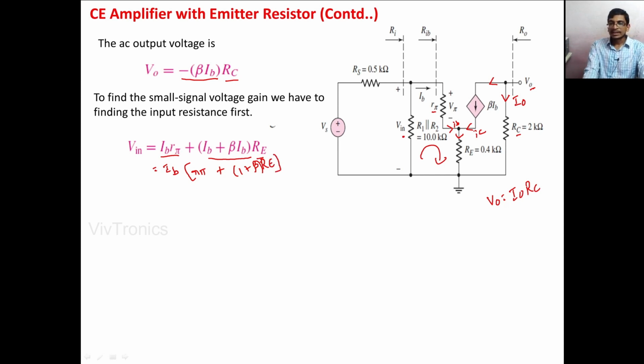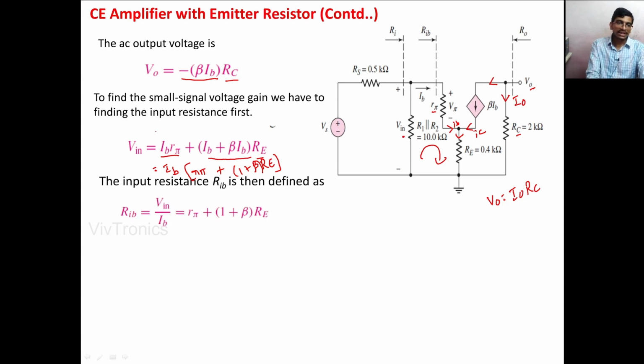Okay, the input resistance is the ratio of input voltage to input current, which is nothing but Vi in divided by Ib. Vi in is on the left hand side and Ib is on the right hand side. We can take Ib to the left hand side in order to get the input resistance, which will be equal to R pi plus 1 plus beta into Re. That is the value of the input resistance Rib.